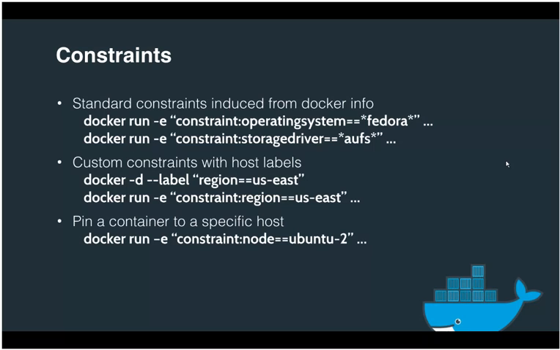And you can apply custom constraints. So you see that docker -t --level command. When you run first Docker on a host, you can specify a label. And here we specify that our Docker daemon, for example, we have an EC2 instance that is on the US East region, and we specify a region that is on US East with a label.